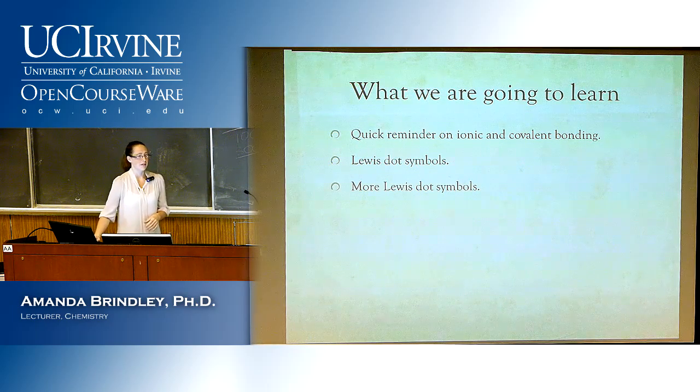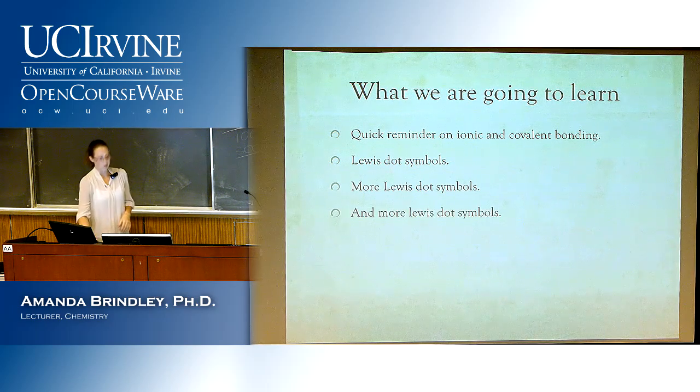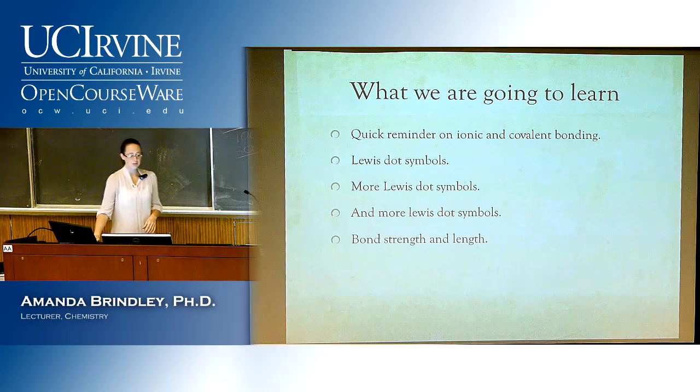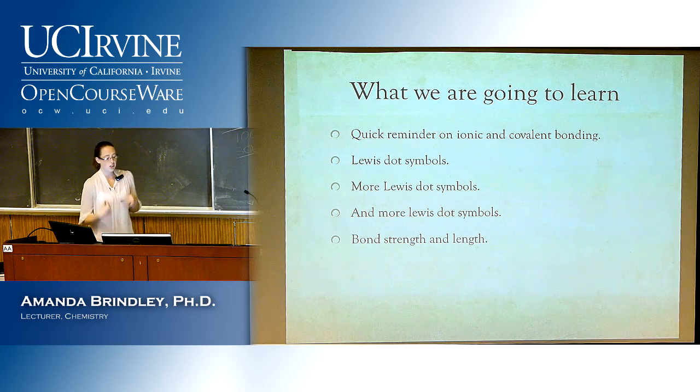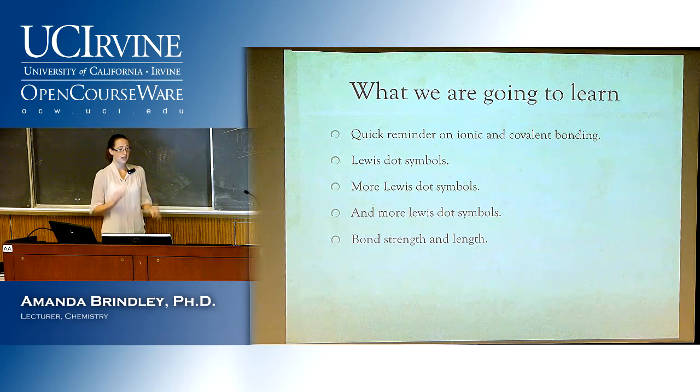Then we're going to do some more Lewis dot structures that are even more complicated. And more Lewis dot structures. Really, chapter 2 is kind of all about Lewis dot structures and getting good at them. Once we've got that down pat, we're going to do some bond strength and length comparisons so that we can see how they're related to each other.